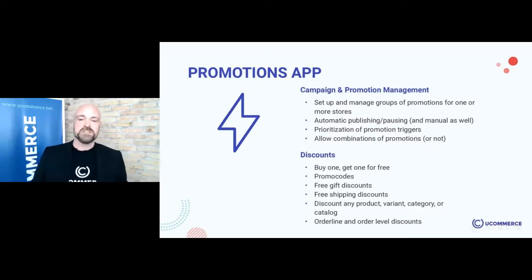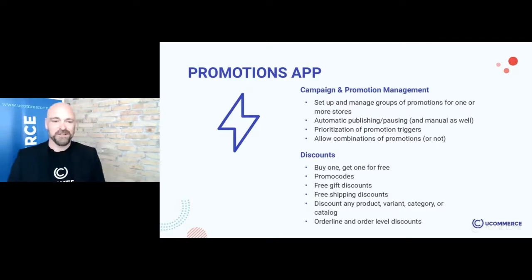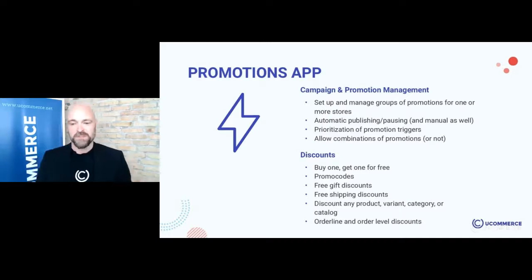So with the Promotions app, you can set up and manage groups of promotions for one or more stores. You can do automatic publishing and pausing manually as well. And you can prioritize, as Peter showed, and enable combination of discounts, so you can mix and match. You can also have multiple criteria that need to be satisfied, like Peter showed, as well as multiple discounts that can be combined in one go. And of course, we support a whole host of different discounts that you're familiar with within e-commerce. I've listed some of them here that I could fit within the slide, but there are many, many more that we support in various combinations.